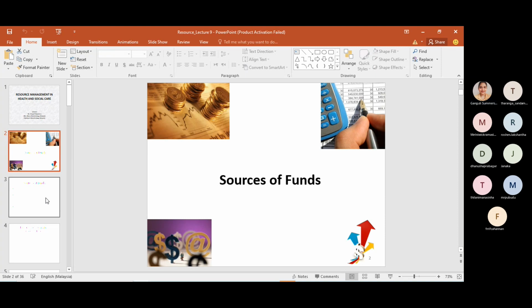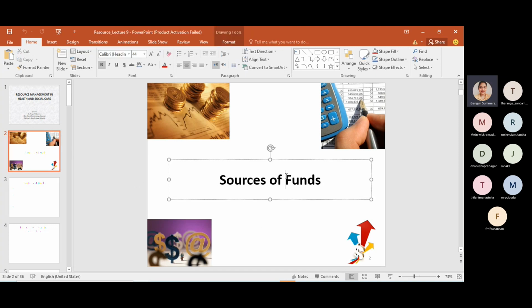Sources of funds. Before we talk about sources of funds, what are funds? What do you understand from the word fund? Cash, I think. Cash or money. A sum of money saved. Yes, Taranga. The saved money or the money that you are getting from other people from outside. So funds means basically cash or money, or your finances. So sources of funds means sources of money, sources through which you get your money.